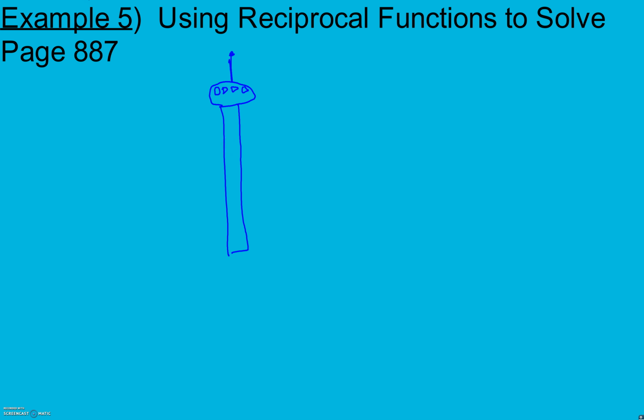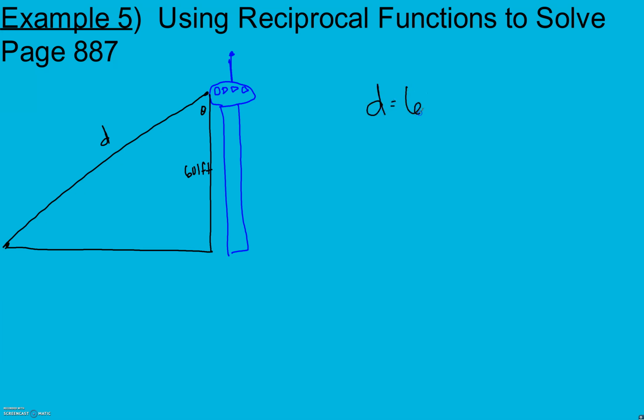And if we look from here to some point on the ground, that's our distance. This is our theta value, and we know that the height is 601 feet. So, it makes a triangle here. They've told us that distance equals 601 secant of theta. And we can use, guys, SOHCAHTOA here.